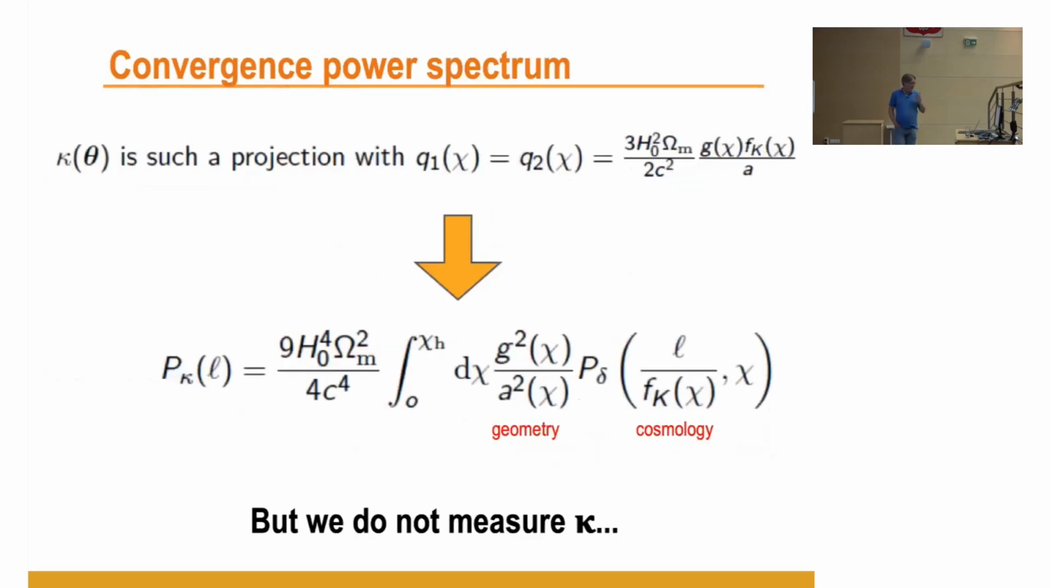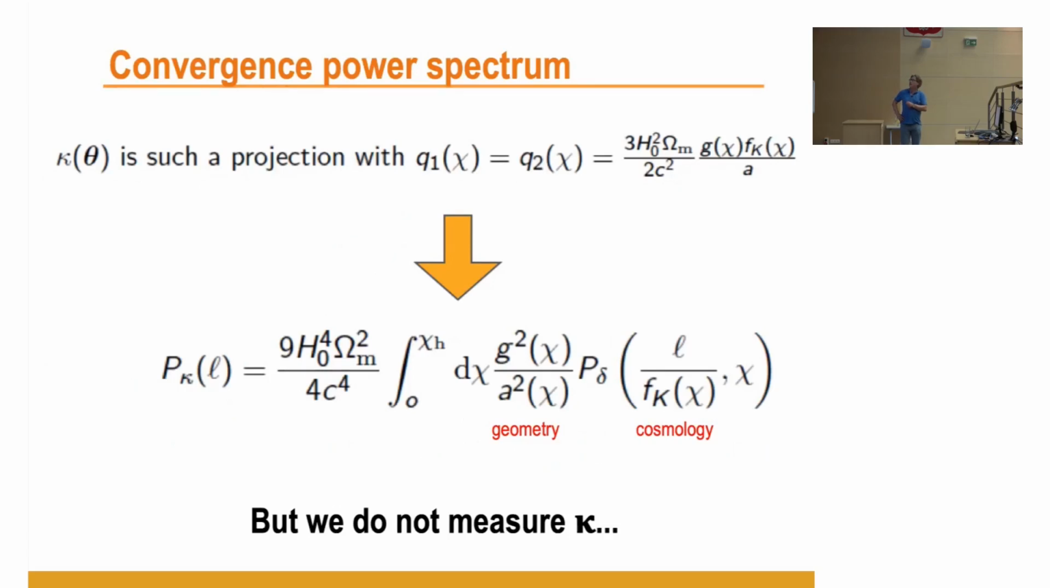Now it turns out that a convergence is really that kind of quantity, so we can use the math of this Limber approximation and express the convergence power spectrum. So if we look at the sky and somehow could see convergence, we would compute the correlation function, the power spectrum of the convergence of the sky. That power spectrum is directly related to the power spectrum of density fluctuations.